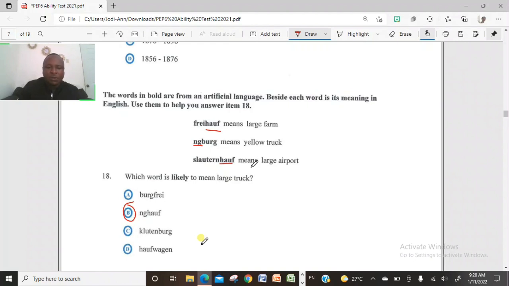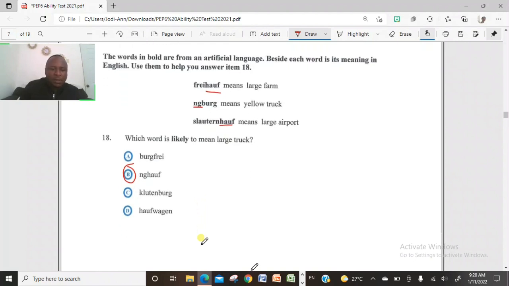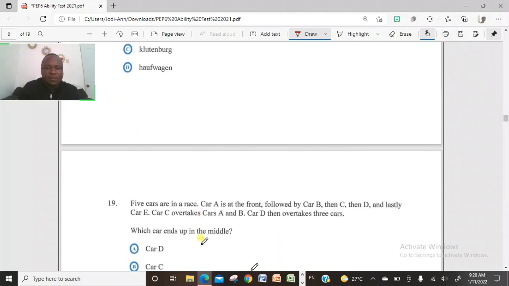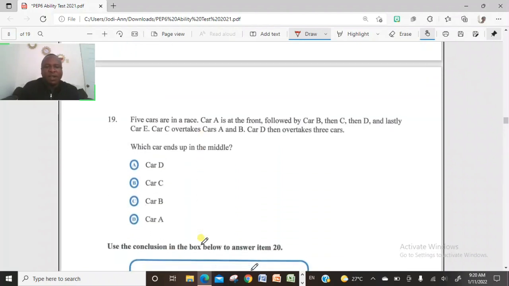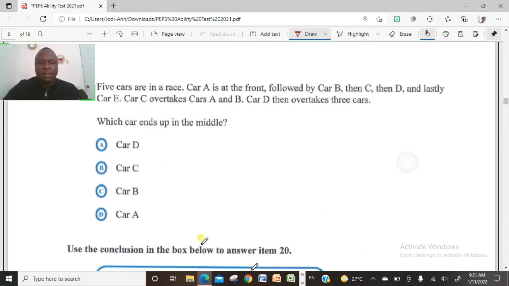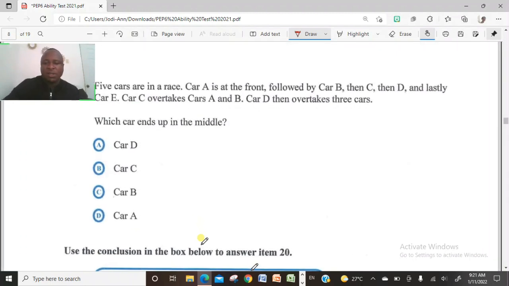All right. So moving on to item 19. It says 5 cars are in a race. Car A is at the front, followed by car B, then car C, then D, and lastly car E. All right, so let us see if we can draw out these cars. And I'm going to put them as we are going in this direction.